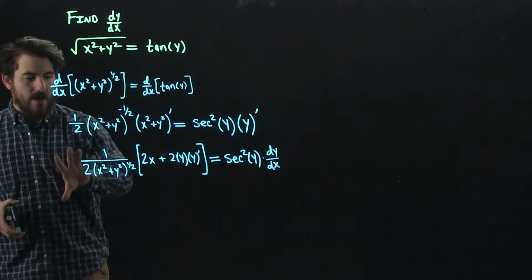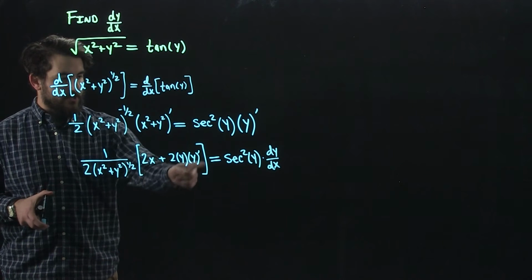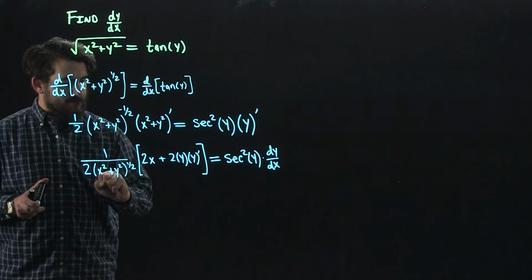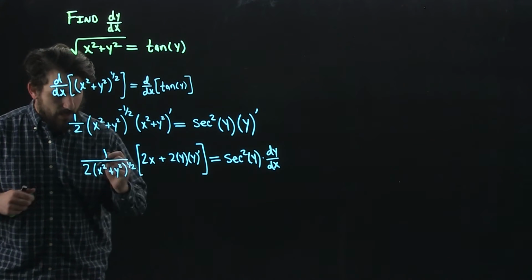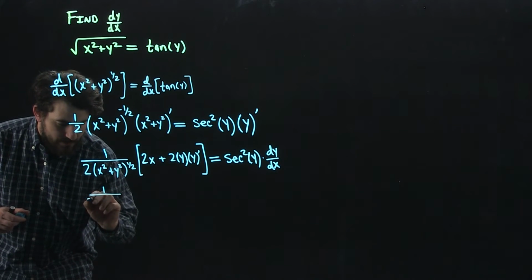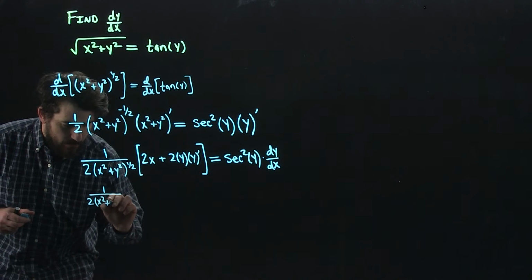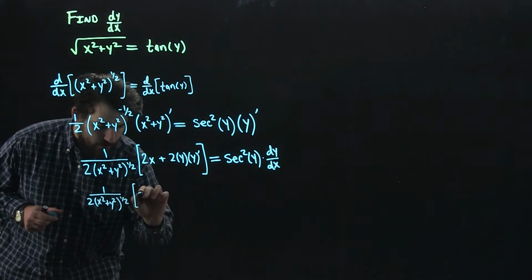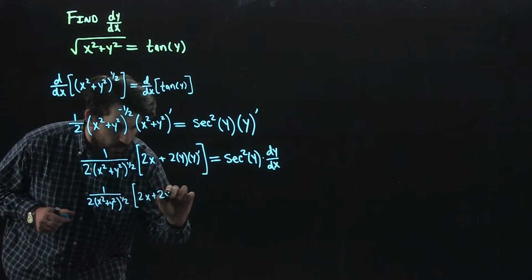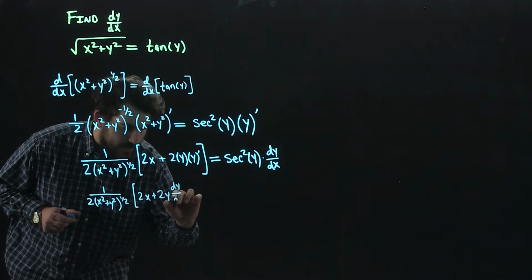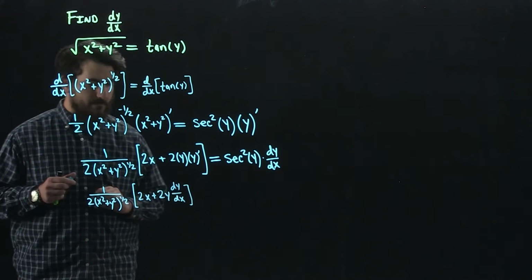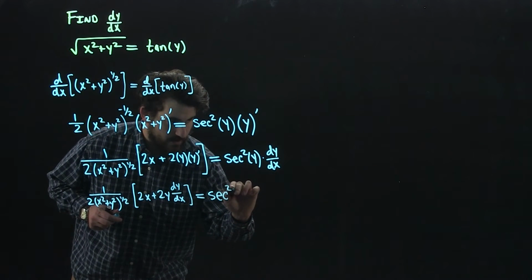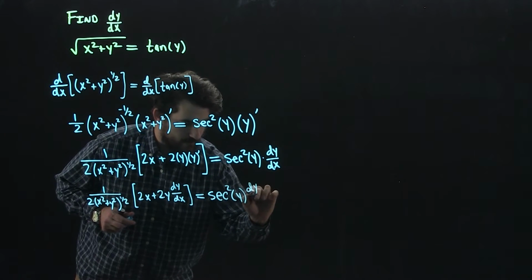Okay, so looking at my equation, I have just one more prime to handle. I'm just going to take care of that prime right now. So I'm going to rewrite this first part. So that's 2 times (x squared plus y squared) to the 1/2, bracket 2x plus 2y dy/dx, and bracket, equals secant squared of y dy/dx.